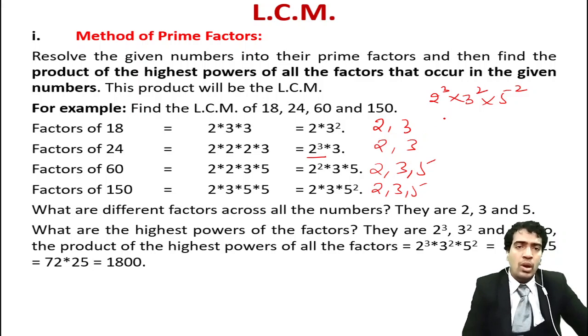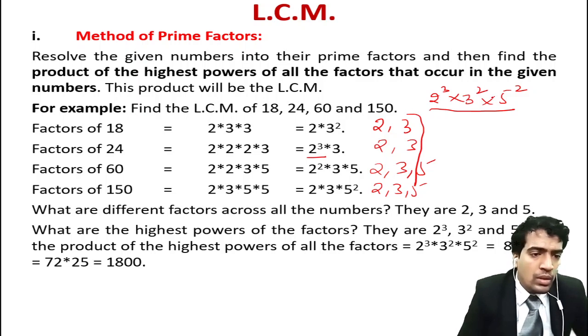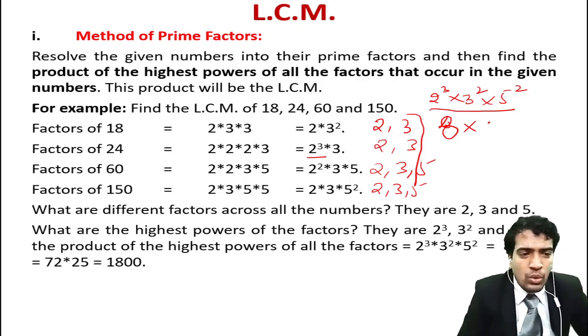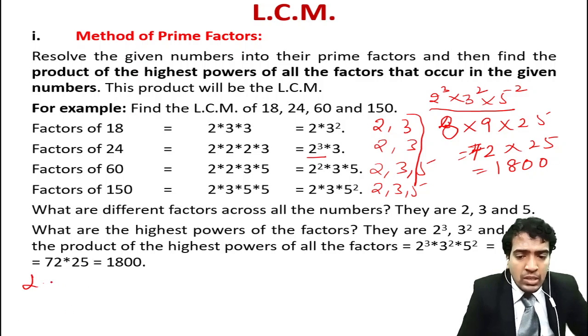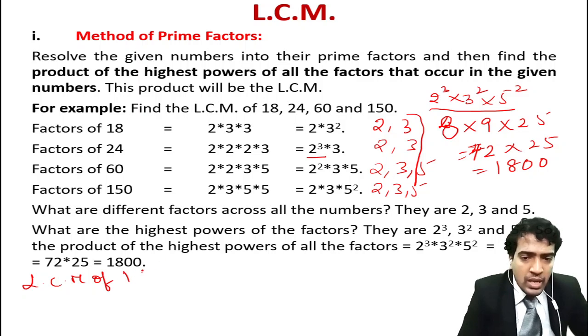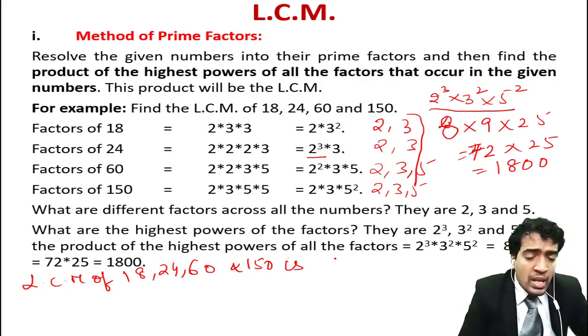So in order to calculate the LCM, you need to take all the factors with their highest powers and take their product. So what is this product? This product is 2 cube, which is 8, into 9 into 25. So 8 nines are 72, right? 72 into 25 will come as 1800. So the LCM of 18, 24, 60 and 150 is 1800.